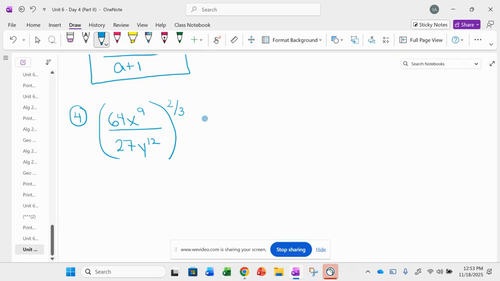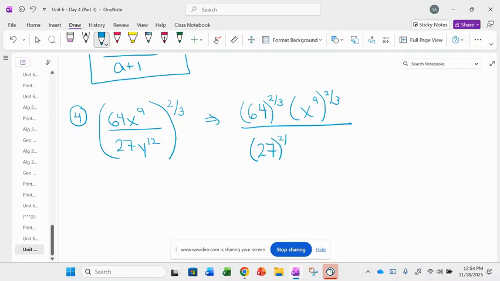Okay, so what you should have done: there was nothing to simplify within the parentheses, so I'm going to distribute that exponent. This is going to be 64 raised to the 2/3, times x to the 9th raised to the 2/3, over 27 raised to the 2/3, and y to the 12th raised to the 2/3. Since it's multiplication, I'm treating them separately. Everybody okay with my distribution of that exponent and why I was allowed to do that?